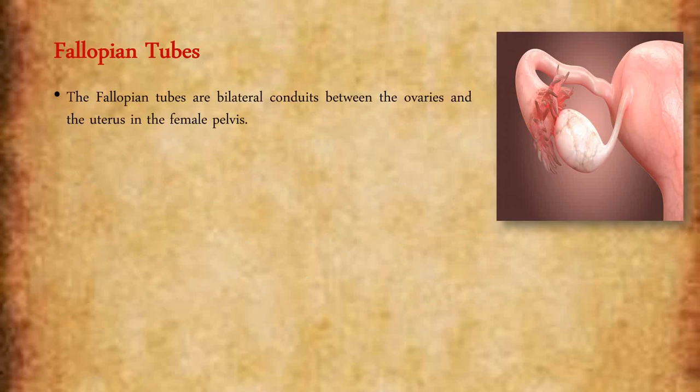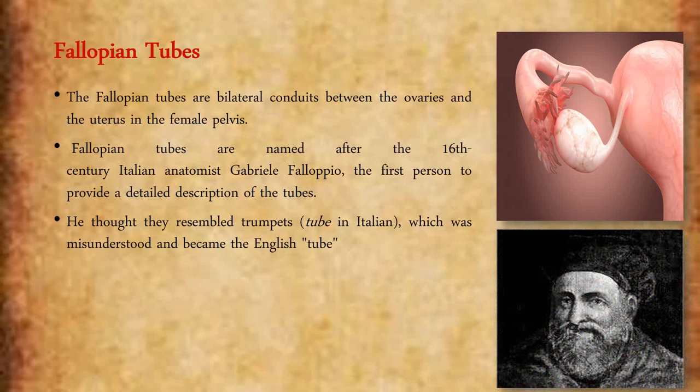What about male physicians? Fallopian tube. The Fallopian tubes are a bilateral conduit between the ovaries and the uterus in the female pelvis. They are named after the 16th century Italian anatomist Gabriele Falloppio, the first person to provide a detailed description of the tubes. Tuba means trumpet in the Italian language, but in English, they kept the name tubes.